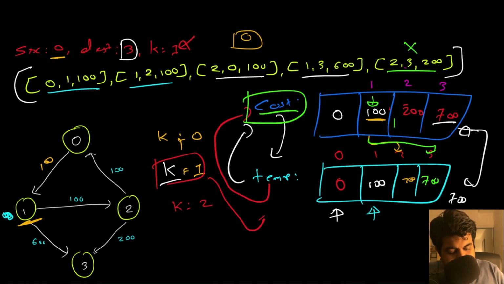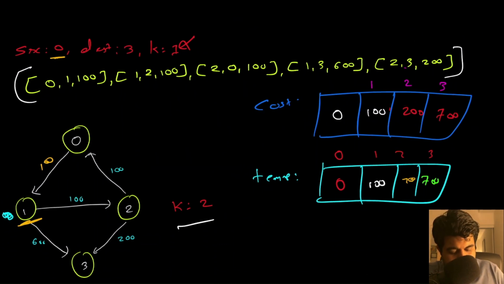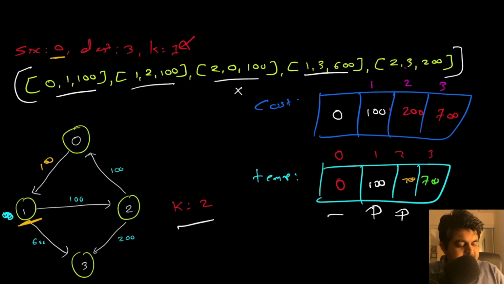Now let's take one more example for k is equal to 2, just to solidify your understanding. Once again, 0 to 1 100, we already have updated this value. 1 to 2 100, we also have updated this value as 200. 2 to 0 as 100, we don't need to update this one because we have 0 as 0. 1 to 3 is 600, so this has also been updated.